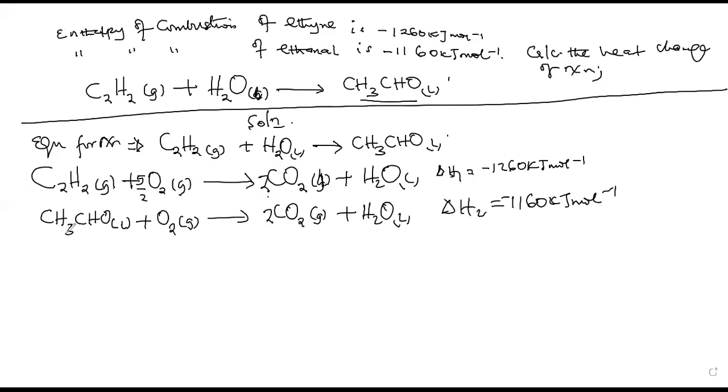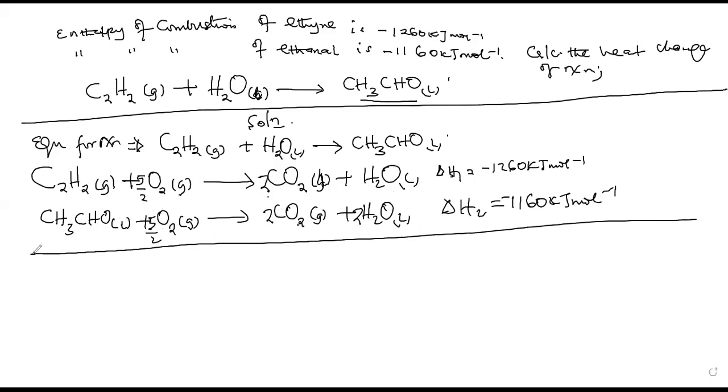Hydrogens are 3, 4. So I need to first put here 2. Oxygen becomes 4, 6. These are 2, 3. So I will put 5/2, so that this one goes with this, 5 plus 1 becomes 6. After doing this, I start comparing them with the equation I want.